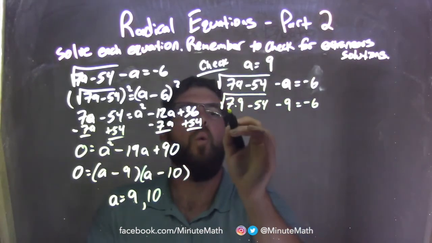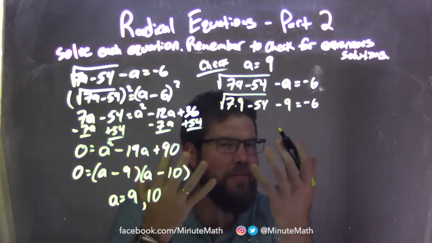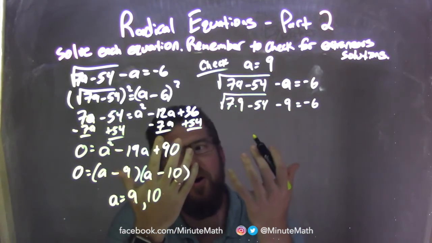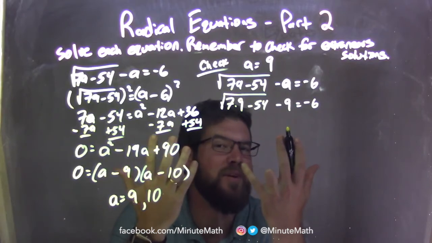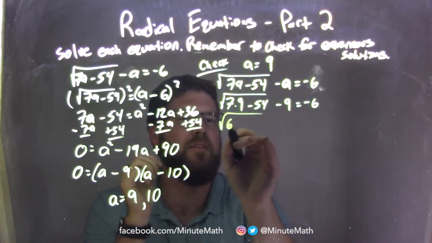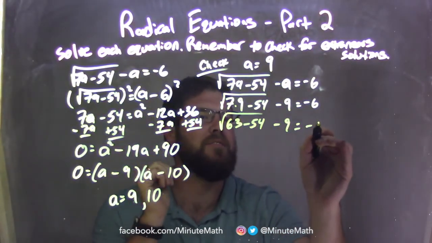So what's 7 times 9? Have you done the finger tricks? I don't know, I feel like putting that in here. So 7 times 9, you go 1, 2, 3, 4, 5, 6, 7. That comes out to be 63. Right? 6 here on the left, 3 there. Just a trick in case you want it. All right, the square root of 63 minus 54, minus 9 equals negative 6.